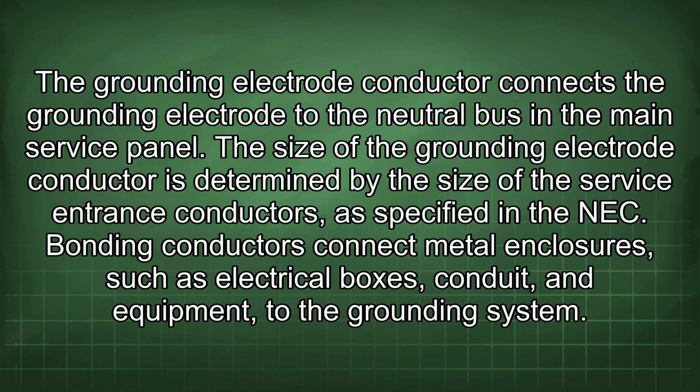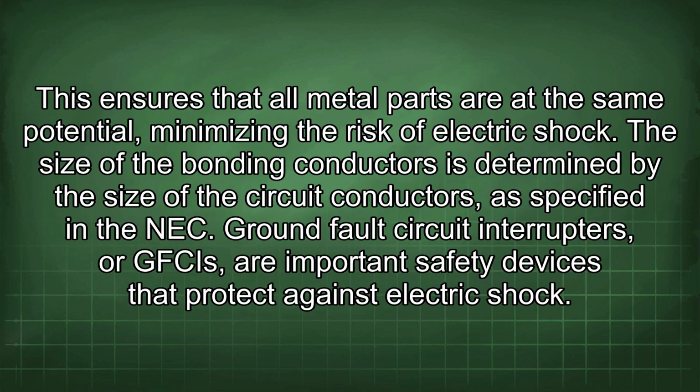Bonding conductors connect metal enclosures, such as electrical boxes, conduit, and equipment to the grounding system. This ensures that all metal parts are at the same potential, minimizing the risk of electric shock. The size of the bonding conductors is determined by the size of the circuit conductors, as specified in the NEC.